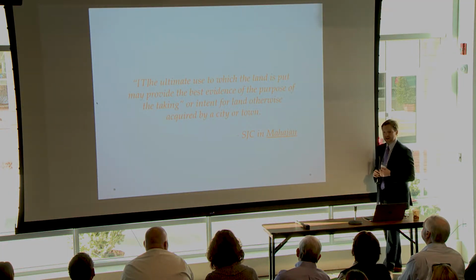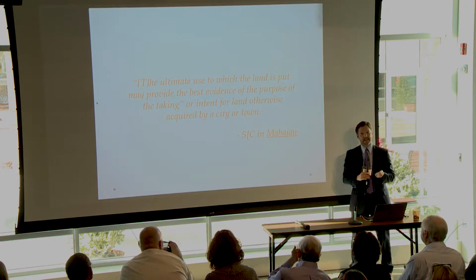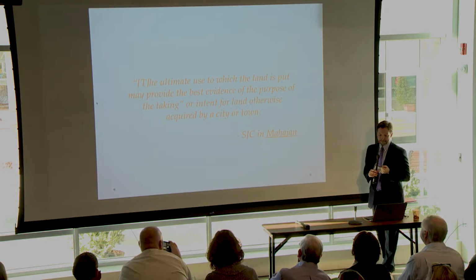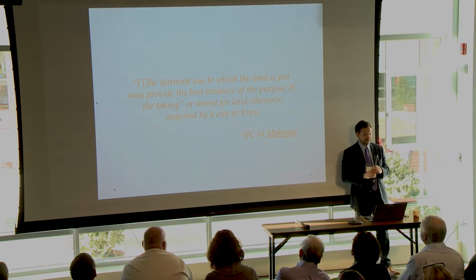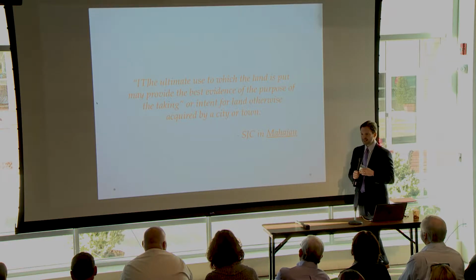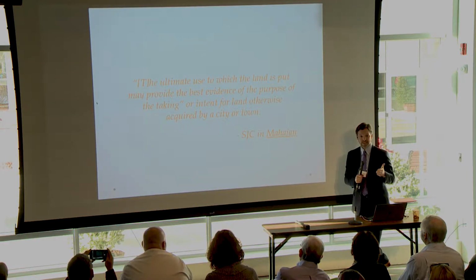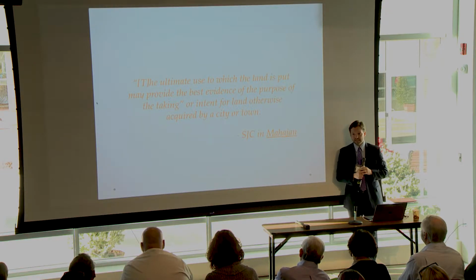And again, I think that's what this language in the Mahajan case really was intended to say. The ultimate use to which that land is put might be the best evidence of the actual purpose of the taking. In other words, just because it's not in the order of taking, just because it's not in the deed, doesn't necessarily mean you can't have Article 97 protection.